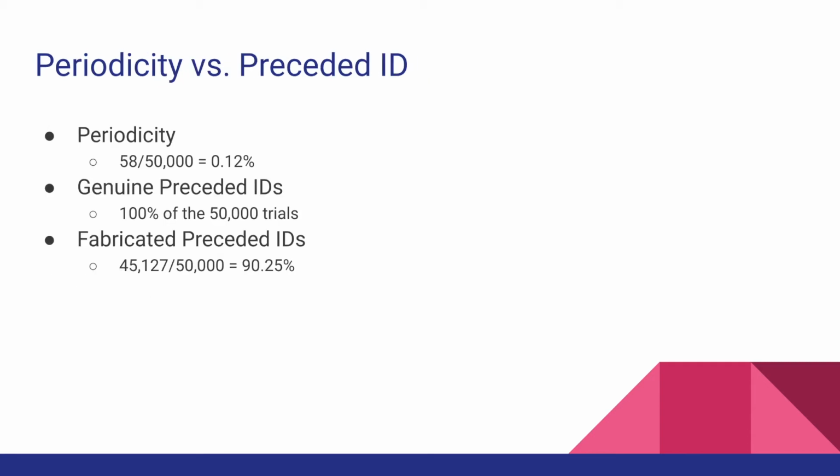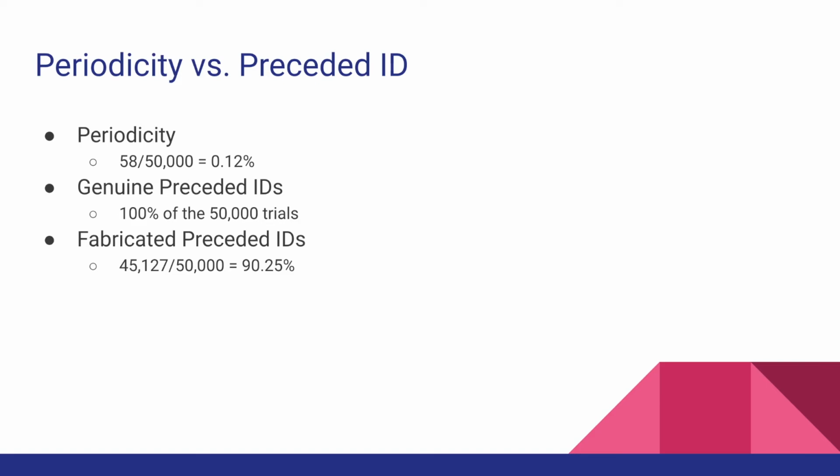Specifically, let's talk about periodicity versus preceded ID, since timing is the most difficult part of this vulnerability. With periodicity, only 58 out of the 50,000 trials succeeded in causing a bus-off attack, meaning that 0.12% succeeded, whereas the attacks that used genuine preceded IDs had 100% success in all 50,000 trials. Similarly, the fabricated preceded IDs had 45,127 out of 50,000 trials succeed for a rate of 90.25% success, which is awesome.